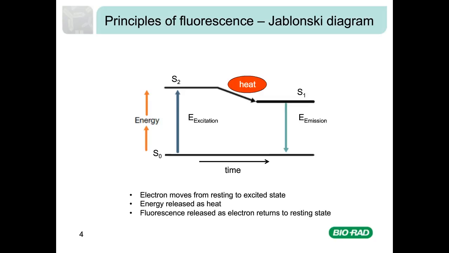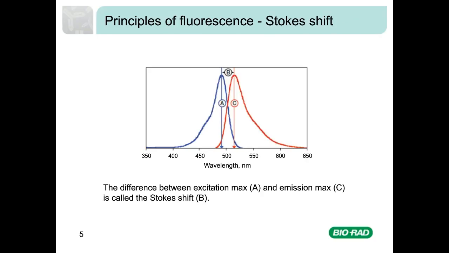The electron falls to a lower, more stable energy level called the singlet state, shown as S1, with some of the energy released as heat. The electron subsequently falls back to its resting state, releasing the remaining energy as fluorescence. This cycle lasts nanoseconds and can be repeated many thousand times, thus allowing recycling and amplification of signal. The emitted light typically contains less energy than what was put in to excite it. Therefore, the emission wavelength of any fluorophore is generally longer than its excitation wavelength.